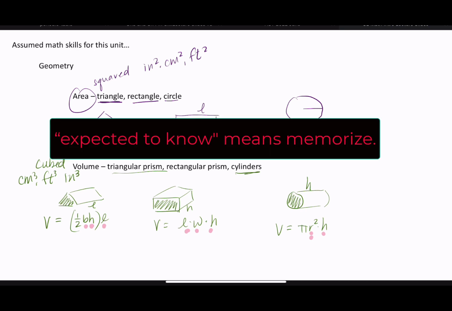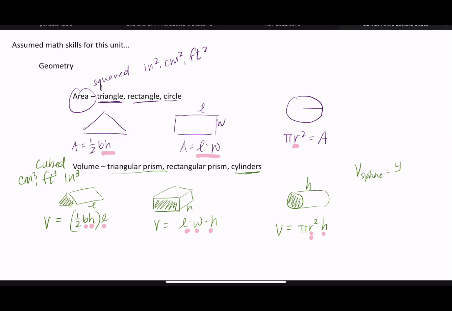And one I forgot to put on here would be the volume of a sphere, where the volume of a sphere is 4/3 pi r cubed. I forgot to put that one on there, but it's like a circle that is 3-dimensional.